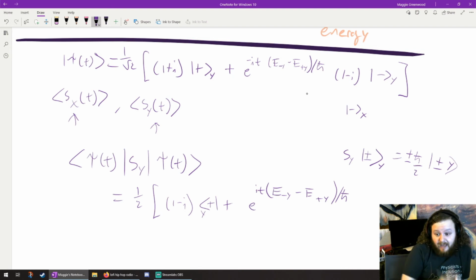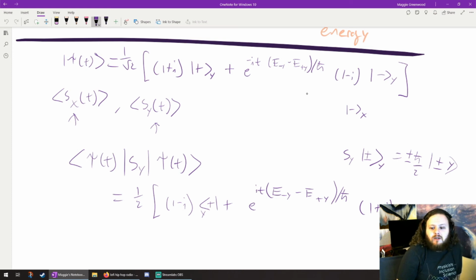Yeah, and hopefully some of that was at least a little helpful, if not actually helpful. Okay. And so now I need to conjugate this bit, which gets a plus i. And I need to bra-ify this thing.